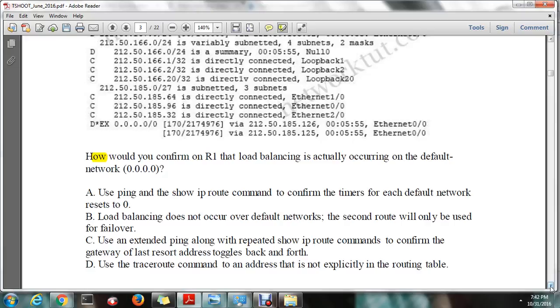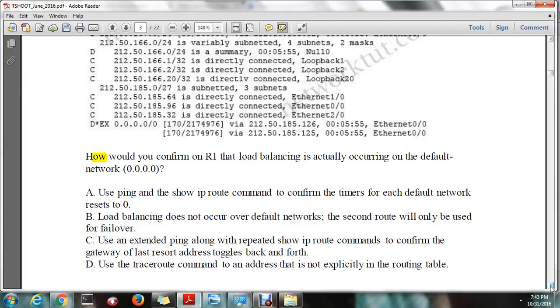This command will execute so that only if one route fails, if one hop fails, then only the second hop will come into the picture. You can see both routes in the topology table, but in the routing table you will see only one route. If two routes are installed in the routing table, then load balancing will occur. So that second option is wrong, because load balancing occurs for the default network as well if two hops are installed in the routing table.